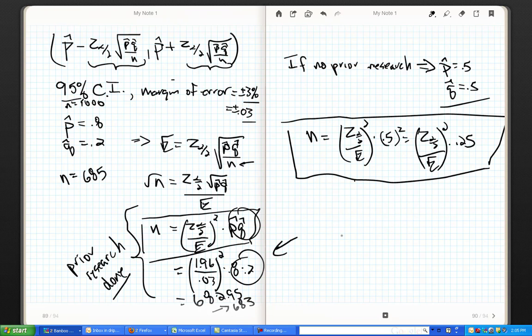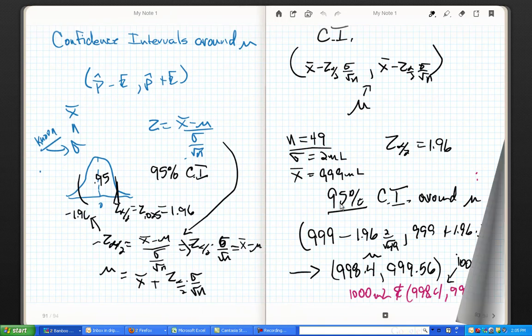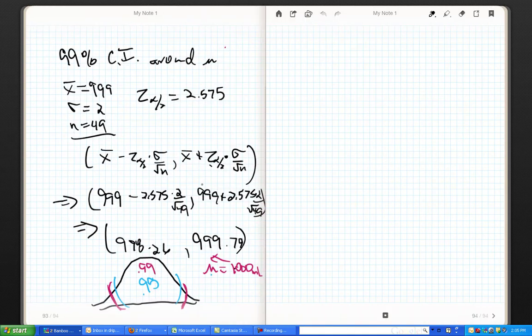It would be nice to be able to figure out in exactly the same way how many Pepsi bottles I should pick out to be 95% confident in my confidence interval. Because, I don't know, maybe I'm off. Think about this. If I've done no prior research and I want to figure out what n is, or how many Pepsi bottles I should go in to be certain, then that's a good piece of information. So watch how this works.